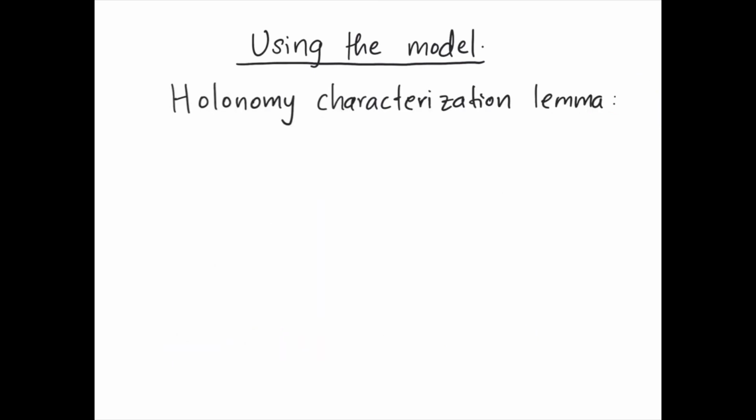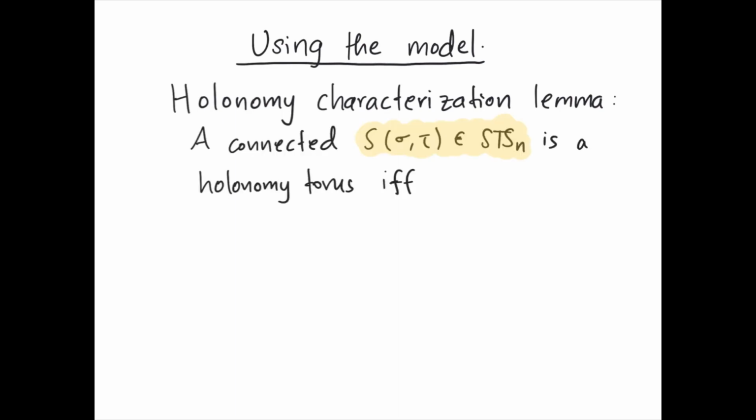The next lemma that I want to talk about is the holonomy characterization lemma, which is giving a combinatorial condition for a square tiled surface to be a holonomy torus. Given a connected square tiled surface with n squares, with horizontal and vertical permutations sigma and tau, respectively, such a surface is a holonomy torus if and only if the commutator is fixed point free.